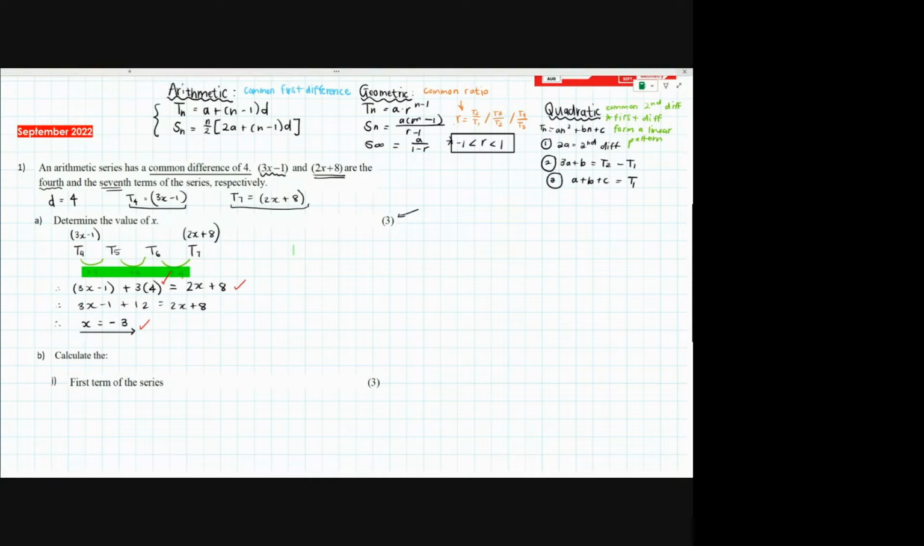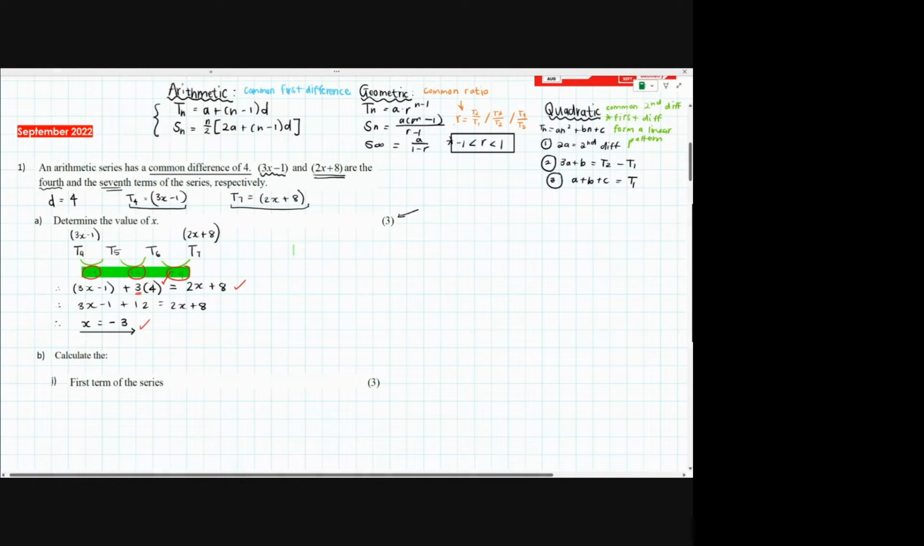Right, question B said, oh, sorry, yes. Can you please repeat again? Which part would you like me to repeat? I don't understand why you put the 4 in the brackets. Okay, so the 4 in the brackets is because I'm adding 4 3 times. I add my difference 3 times to get from term 4 to term 7. So the 3 is the fact that I'm adding that 4 3 times.